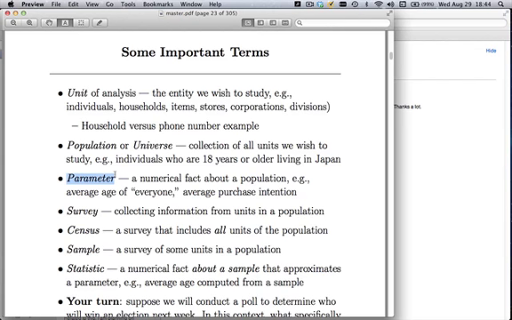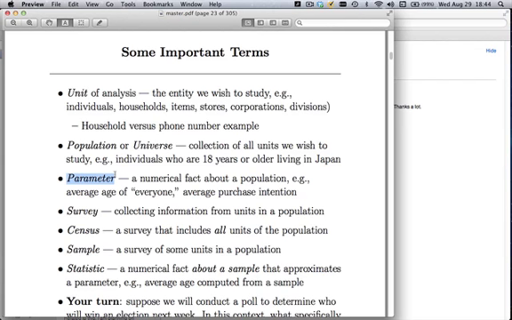If I have some target segment and I'm going to do a concept test, so I show people my concept, and maybe I'm interested in purchase intent, then the parameter in that case would be the percentage of people in my target segment who intend to buy this product. So it's the percent of people in the population who intend to buy it. That's an example of a parameter.